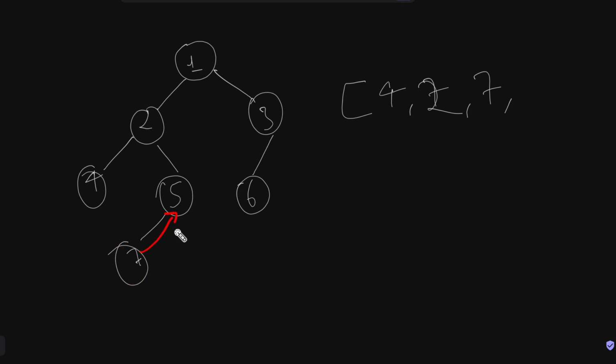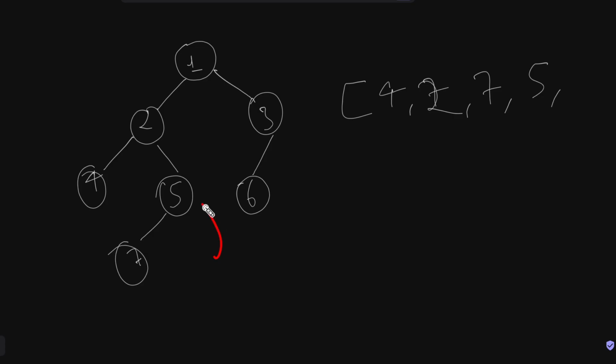I will go back to the 5. Now once I go back to the 5 from the left subtree, I will simply print the 5. So 5 will come here, right? And then I will go to the right subtree of the 5. So it is null currently. Right subtree is null.